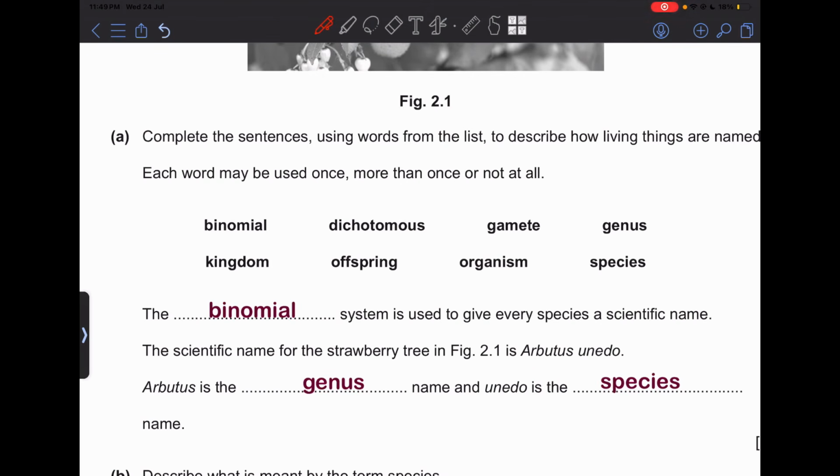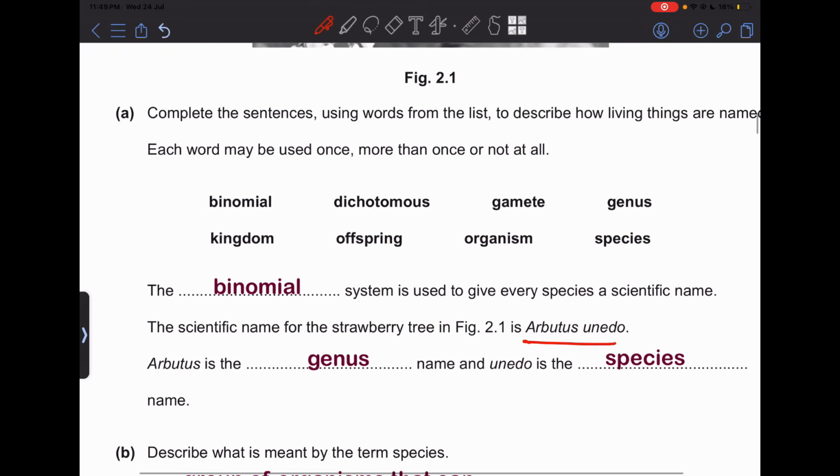It gives them a scientific name that is known by every scientist around the world. It is the international well-known system of naming. So now the scientific name for the strawberry tree in figure 2.1 is something over here. I can't really spell it. Arbutus is the genus name.